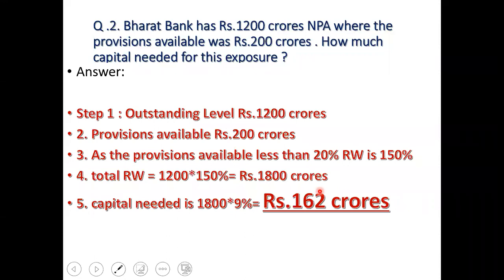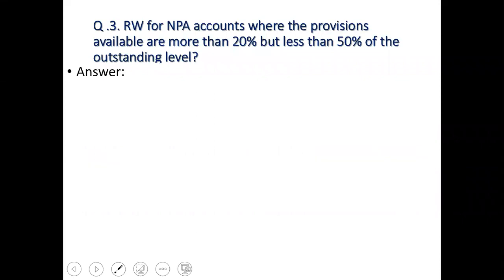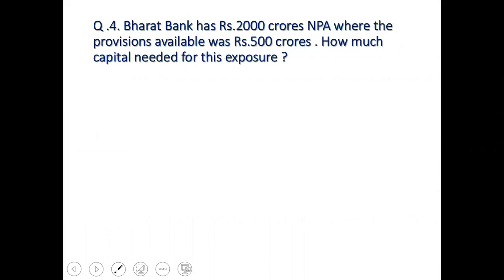Provision less than 20%. Okay. Now next question. Provisions available more than 20 but less than 50. Now, what is the risk weight, boss? All of you tell. What is the risk weight? Risk weight is 100%. So they will give a live example.